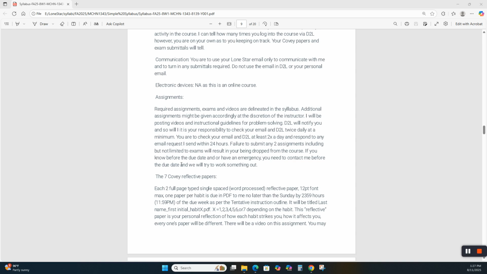If you know before the due date and or have an emergency, you need to contact me before the due date. If you didn't submit it when it's due, don't send me an email the next day saying I didn't submit it. I know you didn't submit it because I don't have it. But if you know beforehand you're going to miss a due date, you get with me, just like you would your employer. Okay? I've had students with all kinds of excuses.